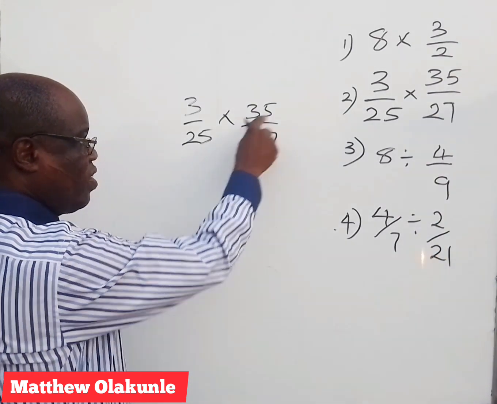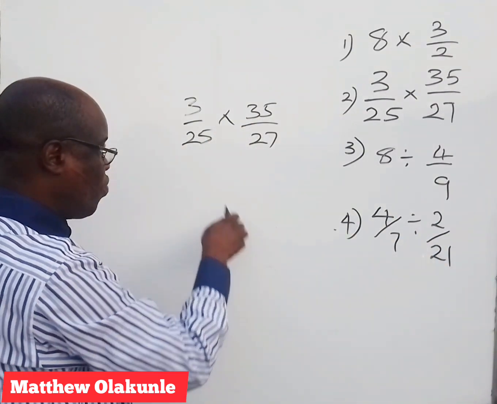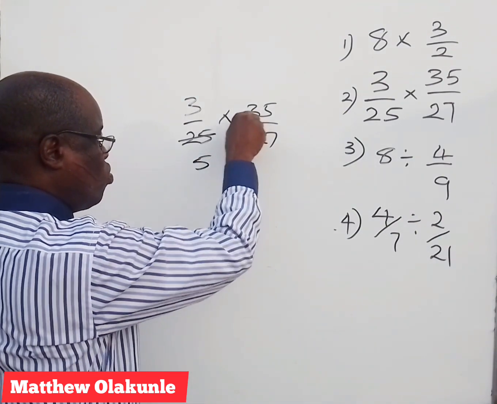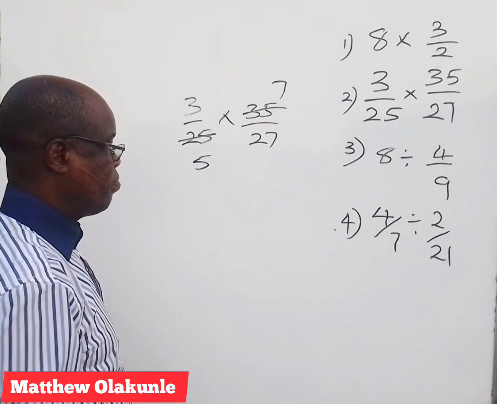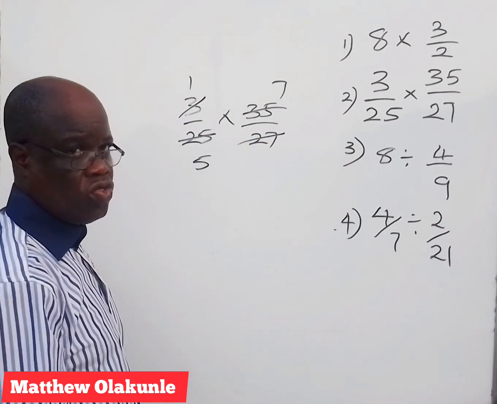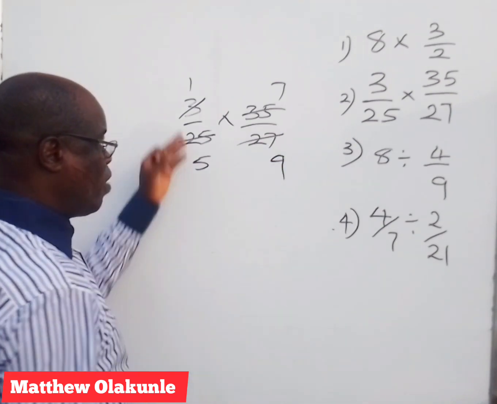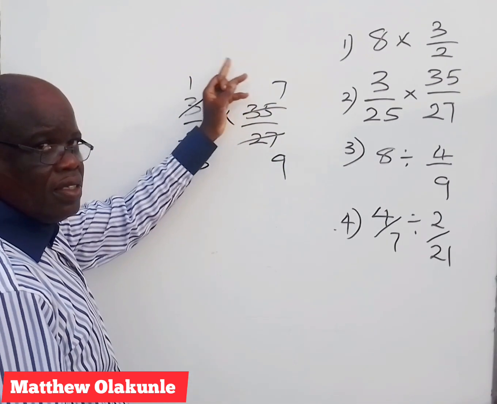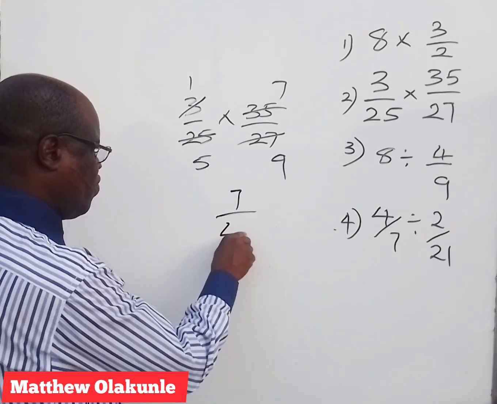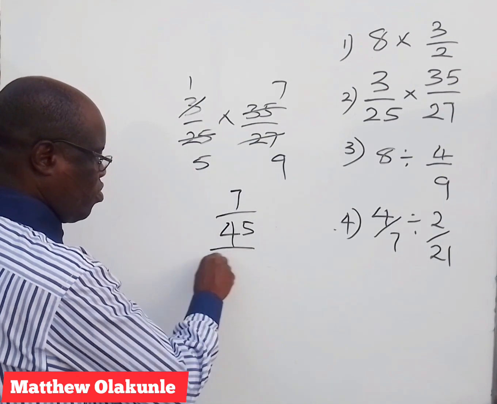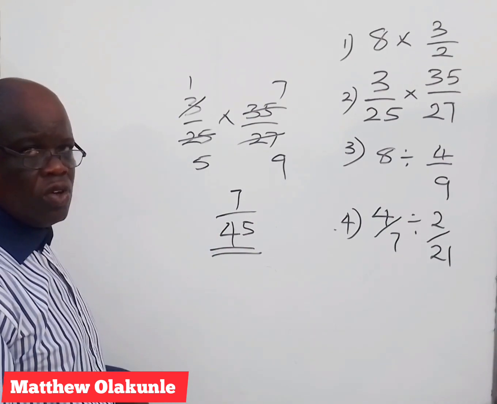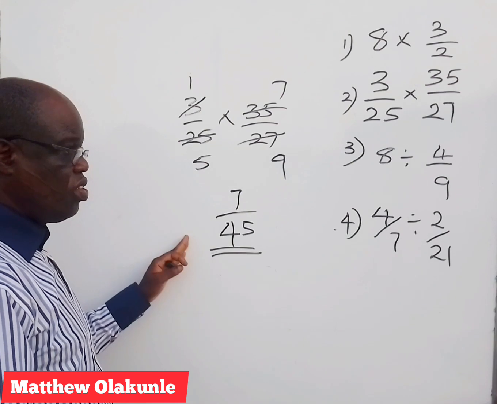So look at 25 and 35. What is that number that can go? 5 can go in 25, 5. 5 can also go in 35, 7 times. Now 3 can go in 3, 1. 3 can go in 27, 9. So you now multiply the ones on the top. 1 times 7 is 7. 5 times 9 is 45. So it's as simple as ABC. You can choose any of the methods that you want.